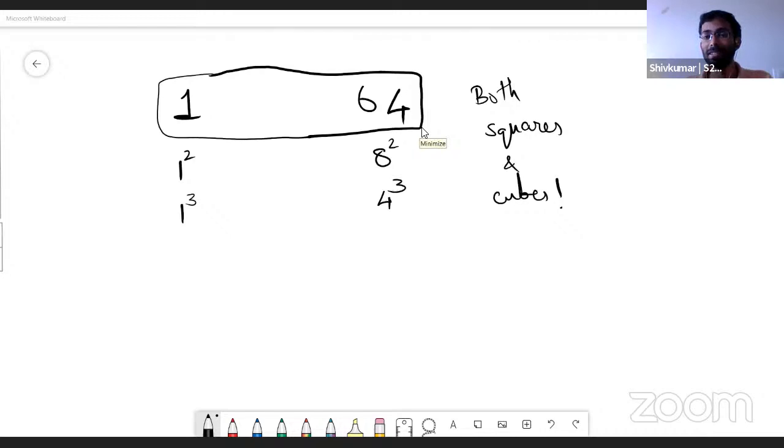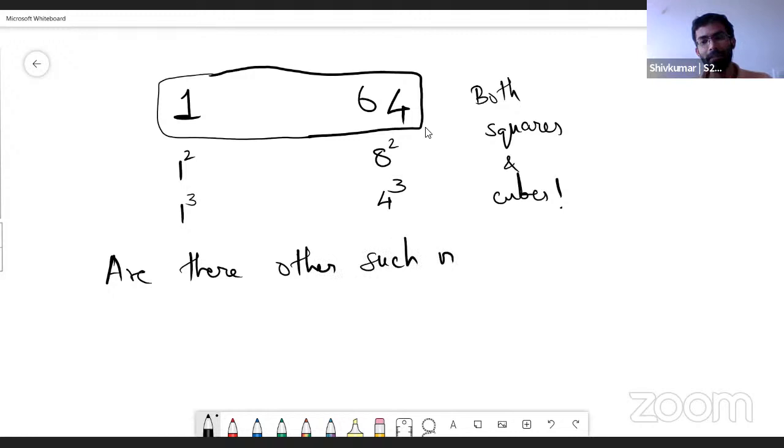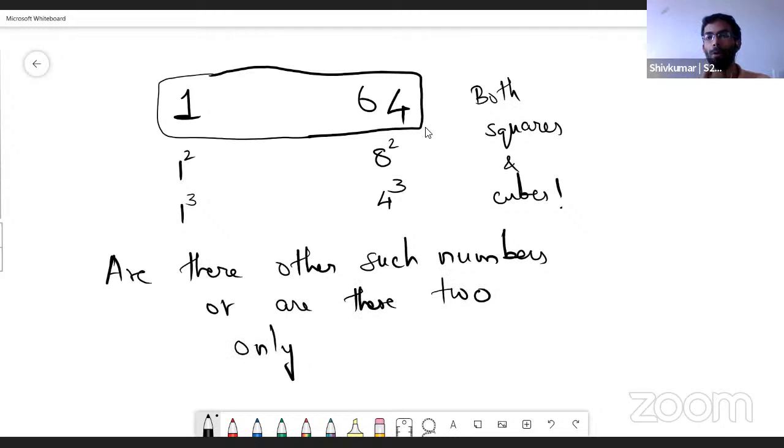Are there other such numbers? Right. So one question is, are there other such numbers, or are these 2 unique? Are these 2 the only such numbers? Now you can put your answer in private chat for those who are joining from Zoom.